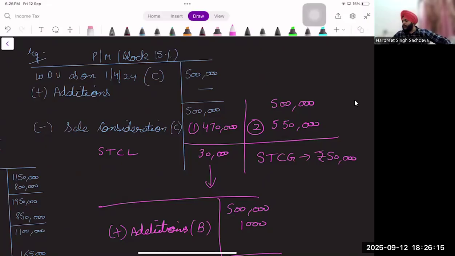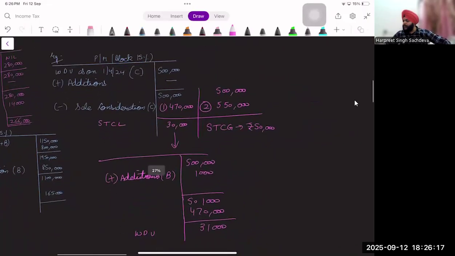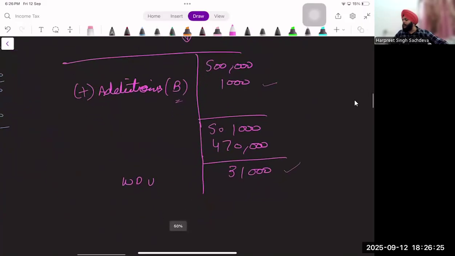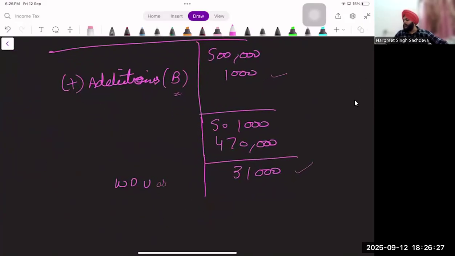So there was a way: let's purchase an additional plant B for rupees 1000, then the balance will be 31,000. That will be considered like a closing WDV as on 31st March 2025. Clear, Raja?